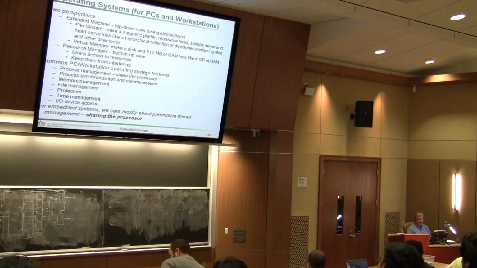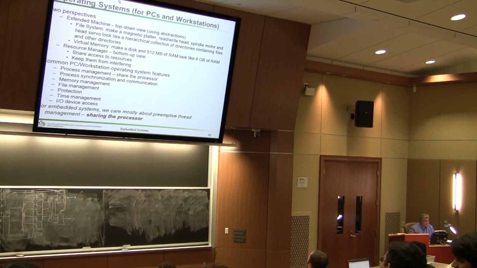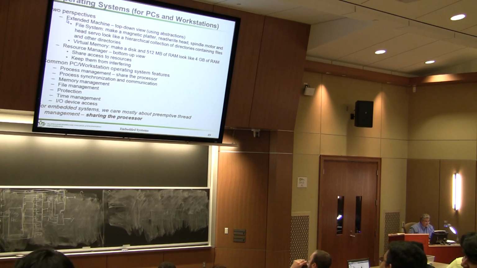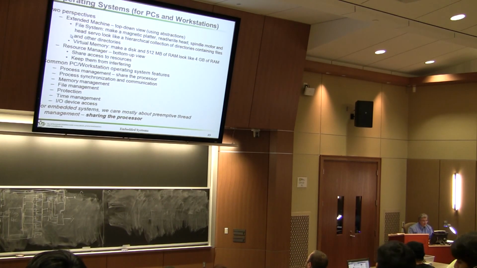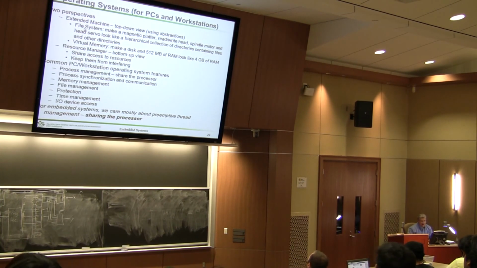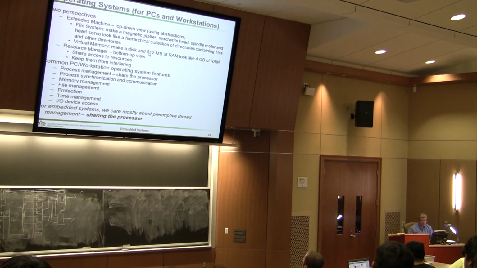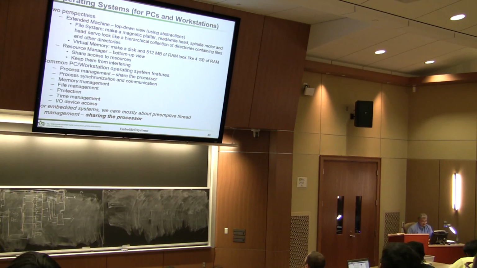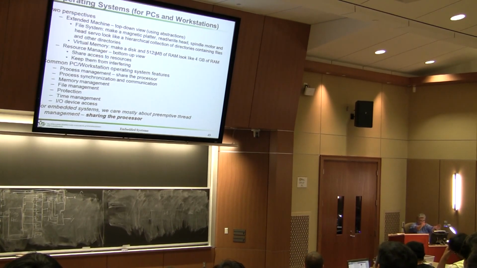All right, so I've actually talked about this earlier, there are two aspects of operating systems. We could look at the extended machine. In other words, it handles our file system, and for example, it'll make a disk and maybe 512 megabytes of RAM look like an even bigger RAM device. In other words, you don't have to worry about how you go out to the disk. You just have a single address, and it goes out and handles everything.